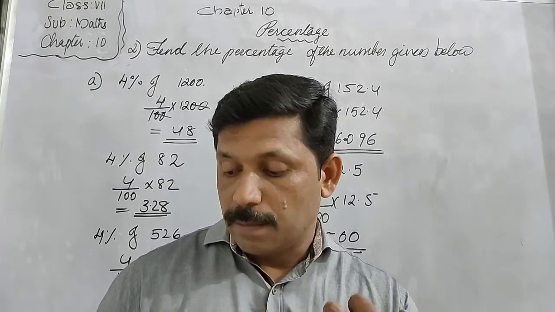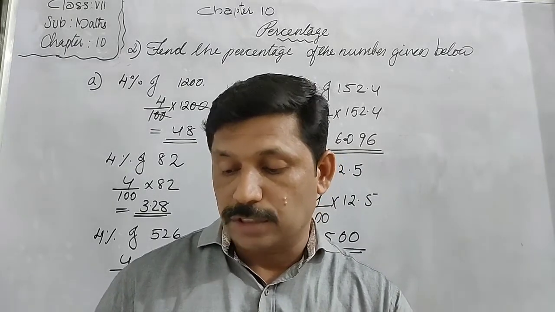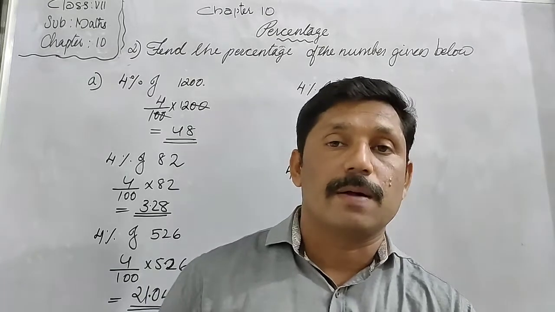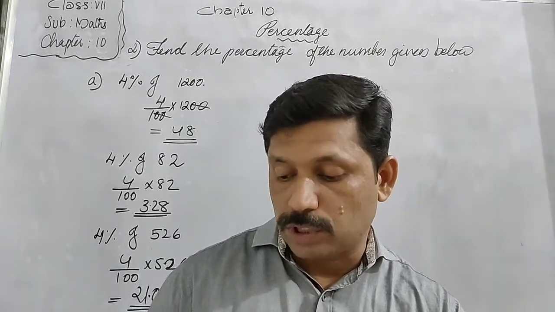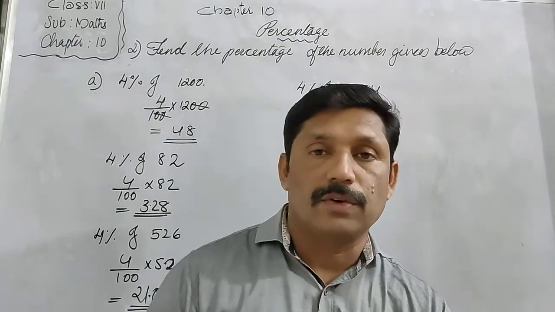We want to find out the fraction and percentage of that decimal. And in the second question, the percentage is given. We want to calculate the decimal and fraction of that percentage. In that way, we find the missing number accordingly. That is the fourth question that we are going to do. Some questions I will solve, and the remaining you have to do.